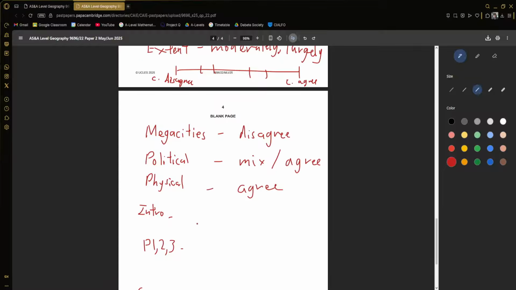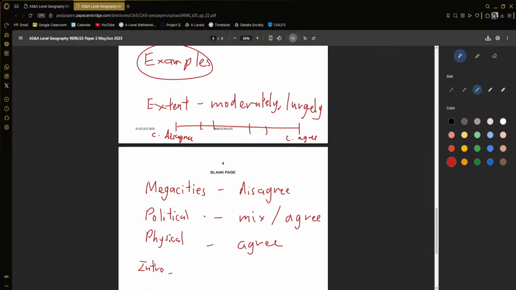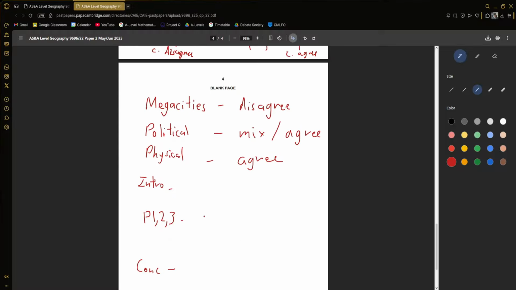Physical is kind of self-explanatory. If there are physical barriers like oceans and mountain ranges, then they block cities. But then there's also a trade-off. If you want to expand urban land, then you have to take away rural land. And rural land is where food supply comes from.